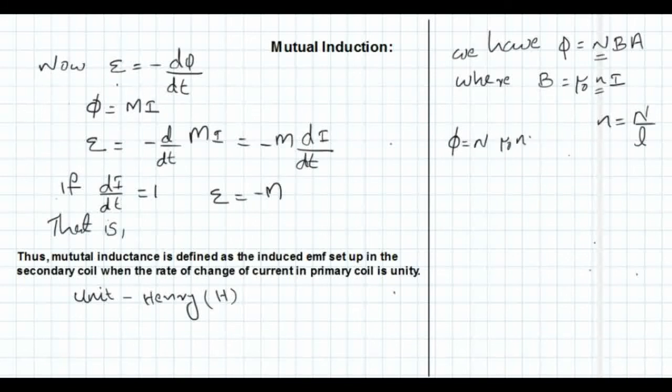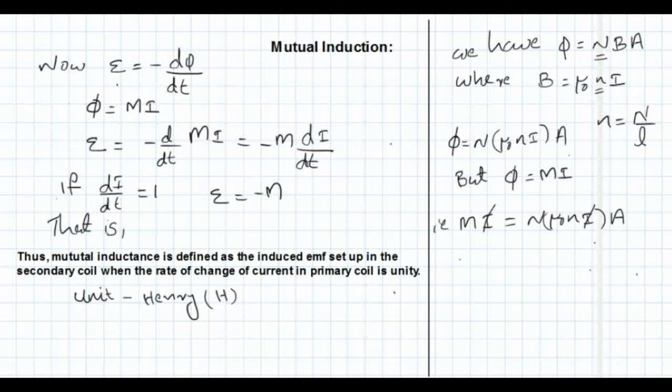Now what is phi? Phi is equal to n into capital N into mu 0 ni into A, and phi is equal to Mi from the previous discussion. Therefore we may write Mi is equal to n into mu 0 Ni into A. So both the i's, both the currents will be cancelled. Therefore M is equal to mu 0 Nn into A.